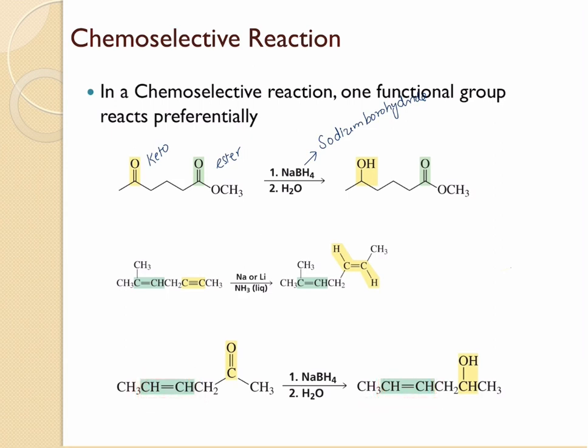So these reactions in which a reagent reacts with one particular functional group in preference to another are called chemoselective reactions.